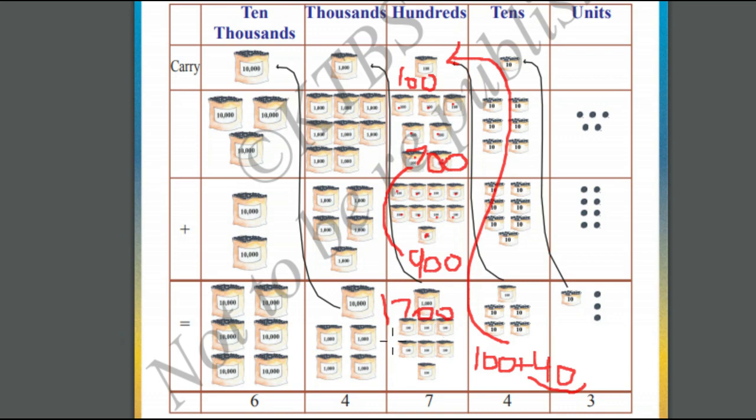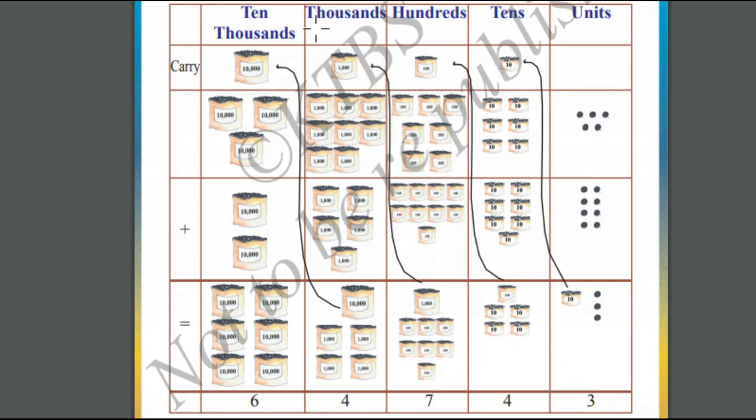So what we will do is, we will split it as 1000 plus 700. We will carry 1000 to the thousands place and we will write the remaining 700 in the hundreds place. So we will write it as 7. Now let us move on to the thousands place.